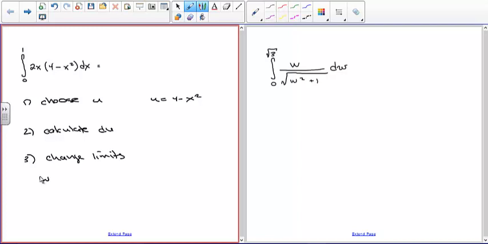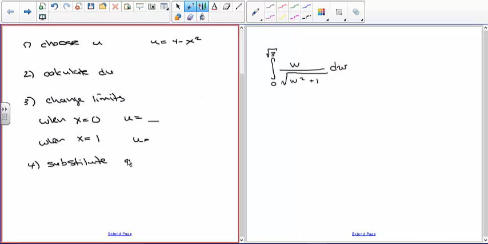So you'll say when x equals 0, u equals something. And when x equals 1, u equals something based on what you've chosen here. Then once you do that, you'll substitute your substitutions here, and make the integral a function of u.